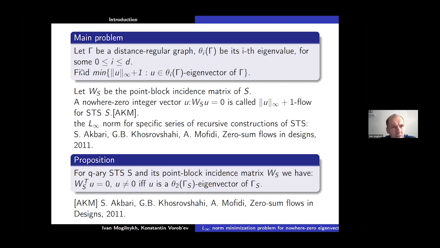The relation between these two problems is as follows. Any vector belonging to the null space of the incidence matrix of a Steiner triple system is just an eigenvector for the second eigenvalue of the block graph of the Steiner triple system. I guess there's no T here. Yes, this is a misprint: W_S multiplied by u, sorry.